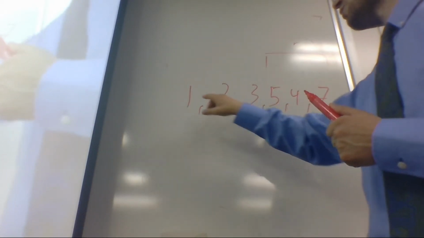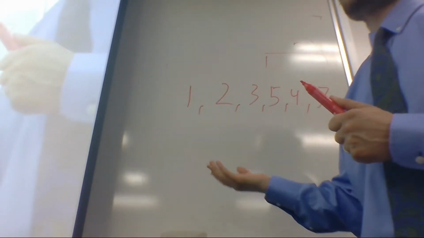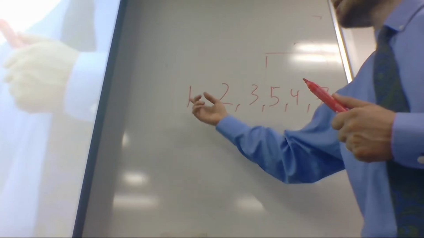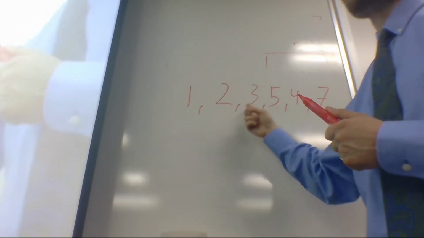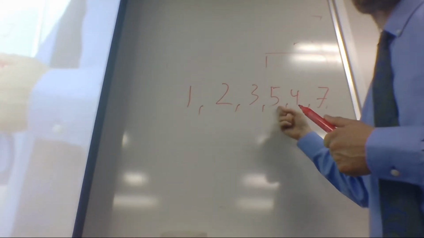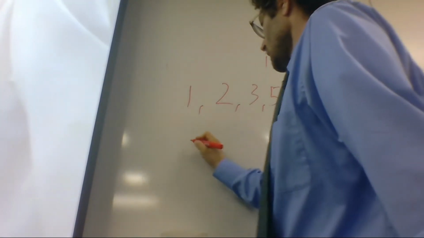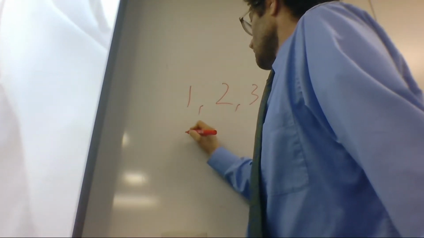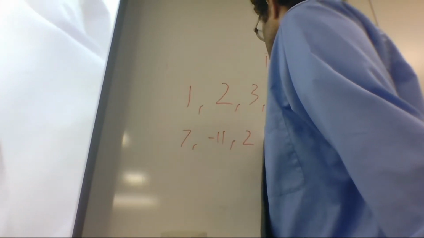But 1 is less than 2. So 1 should be less than 2. 2 should be less than 3. 3 should be less than 5. 5 should be less than 4, but it's not, right? If it comes before, that means it should be less than. Let's go with a similar example. So 7, -11, 2. Let's see.